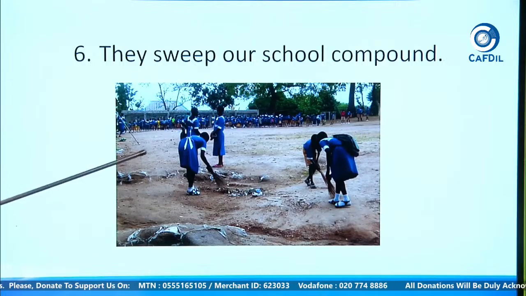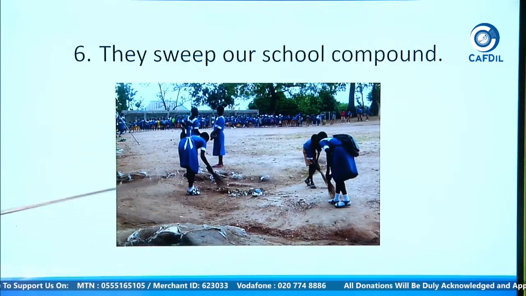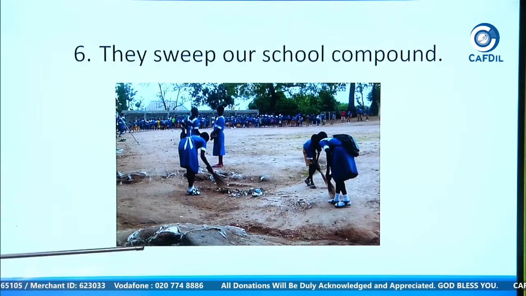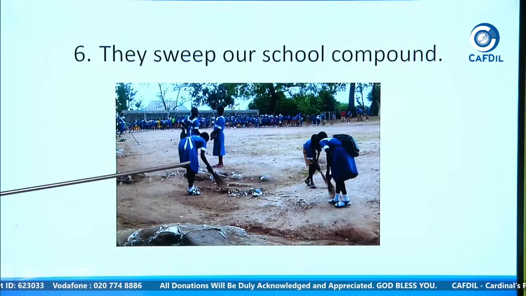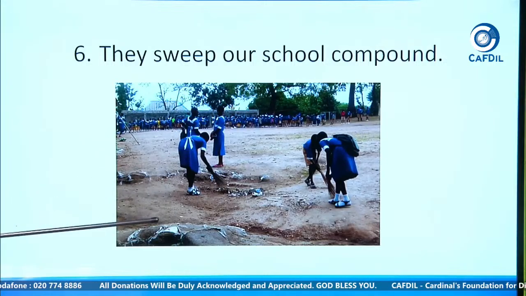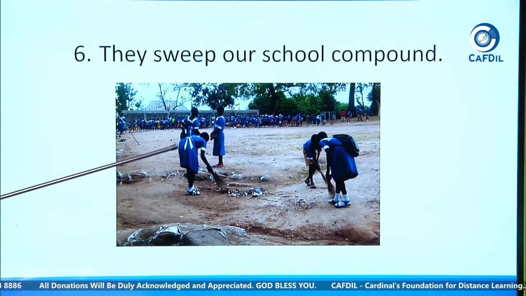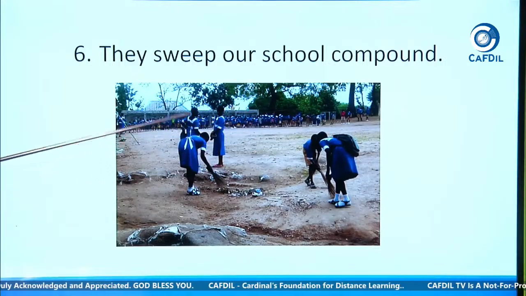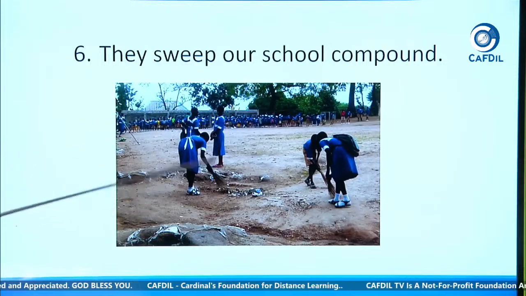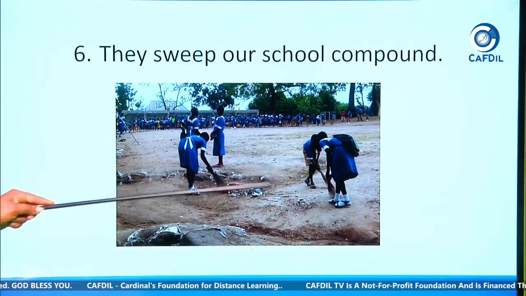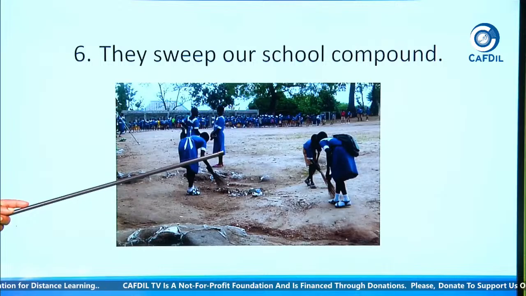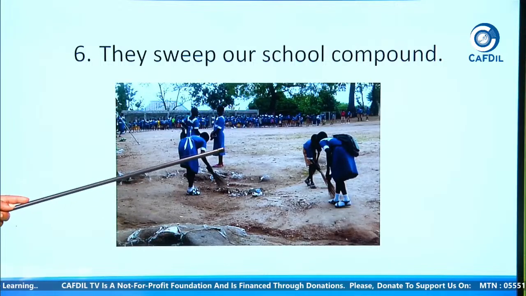Yes, we see a very big compound. Is it a compound in the house? No, this is a compound of a school, because you can see school children in their uniforms, and there are others standing at the back. So this is a school compound. Now we need to form a sentence using they to describe what we see in the picture.